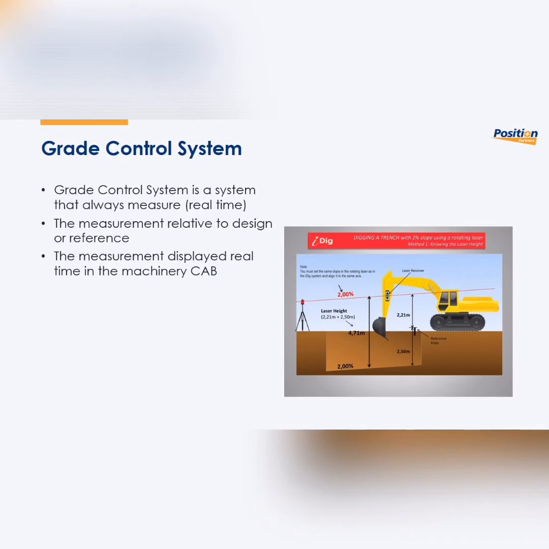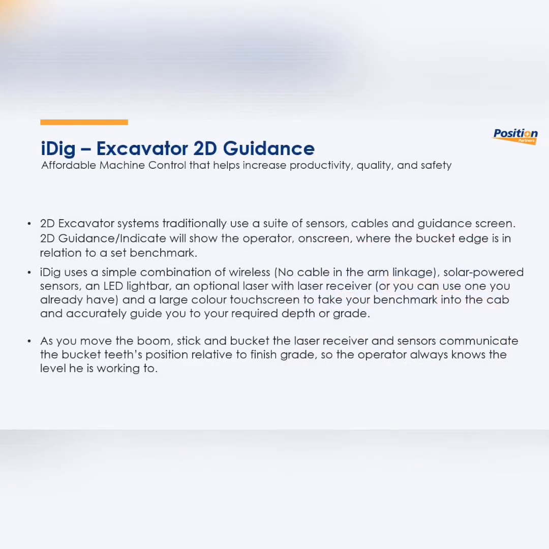Grade control system always measures in real time. The measurement is made by the excavator arm itself from the bucket, and then the measurement is made from a reference level. All the information is displayed in real time inside the machinery cab. So that is what we call 2D guidance. Specifically, we talk about iDig excavator 2D guidance.